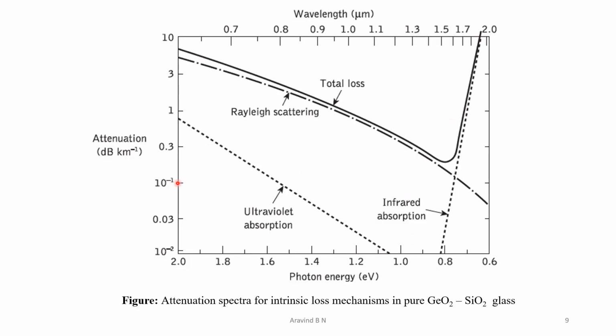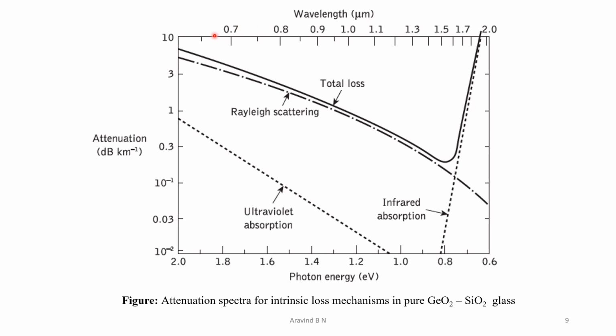Now this graph is going to indicate the absorption loss, the intrinsic absorption. Ultraviolet absorption is the first one. The second one is the infrared absorption. Only these two lines are of importance for our discussion in this particular case. Now the x-axis is the photon energy. The y-axis is the attenuation in dB per kilometer, and this axis is going to indicate the wavelength in micrometer.